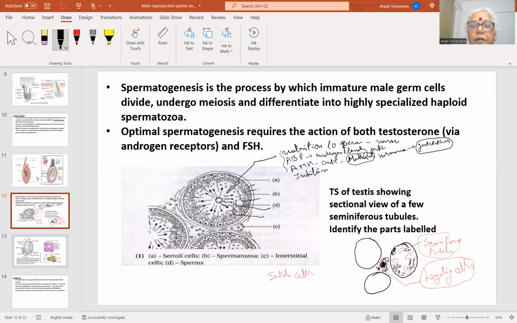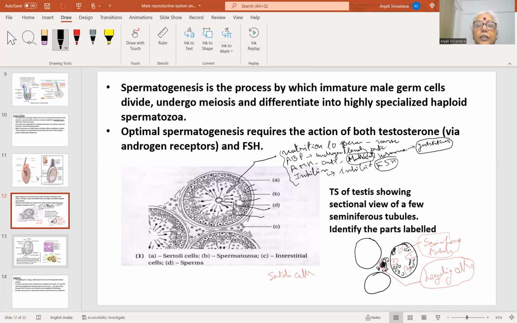So these are all functions of the Sertoli cells. Inhibin inhibits FSH production, follicle stimulating hormone. These endocrinal parts we will see in the next video, because this video has already become too long. They inhibit the FSH to prevent the production of excess spermatozoa.